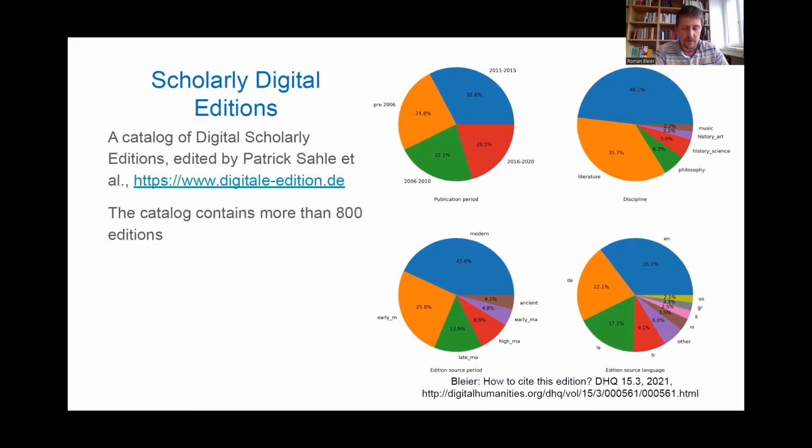The high representation of history among the disciplines may be due to the selection process of the catalog, but I would also like to think that it shows that historians play an important role in the development of new methods to critically edit and represent historical sources, and they certainly do.